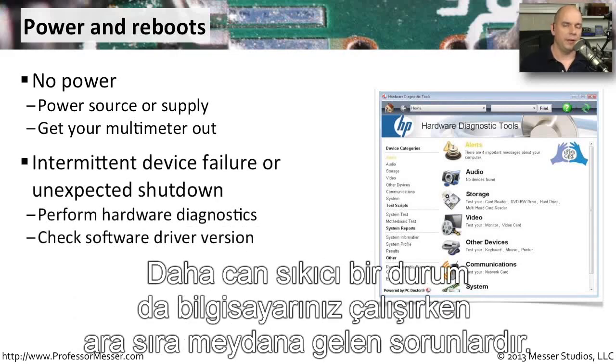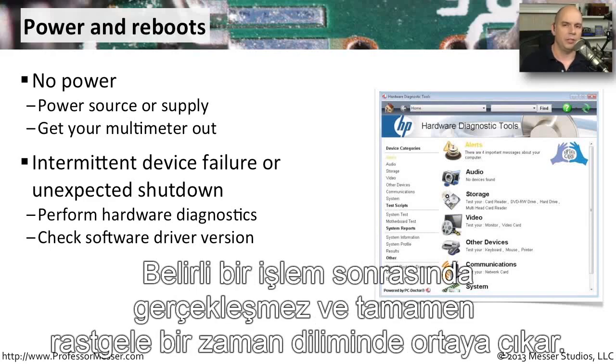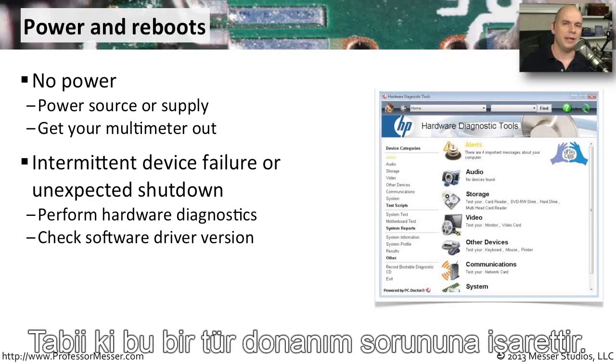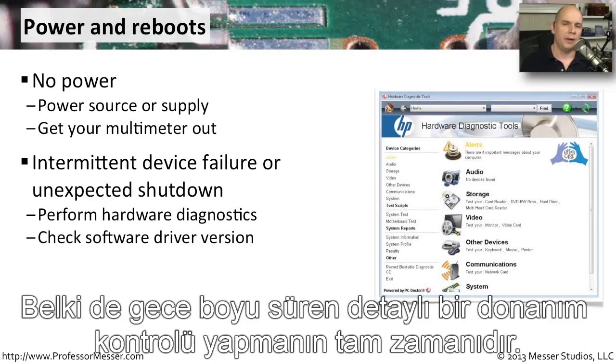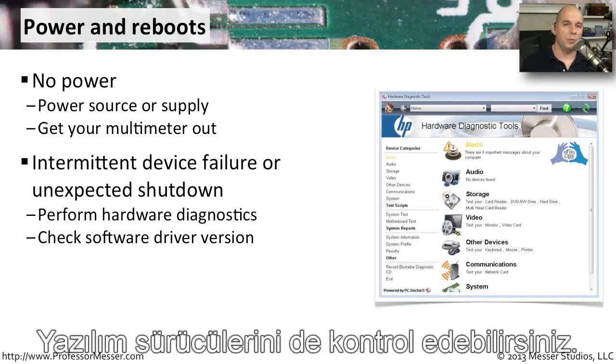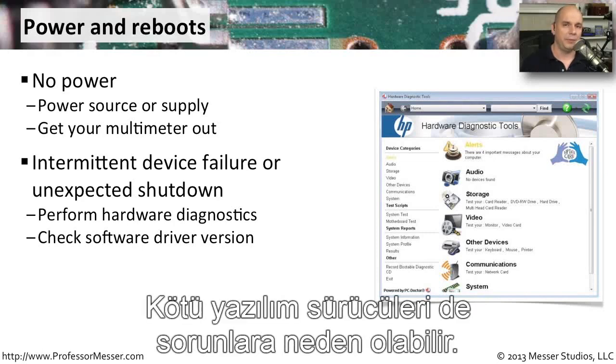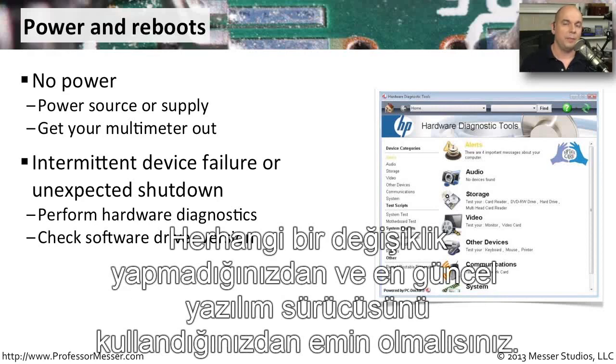A more frustrating kind of problem is when your system's running fine and then intermittently you have a problem. It's not when you perform a particular function, it's seemingly random whenever it occurs. That certainly points to some type of hardware issue, so perhaps this would be a good time to perform an overnight or more comprehensive hardware check. You also might want to check software drivers. A badly written software driver can cause problems as well, so make sure that there haven't been any changes or make sure that you're running the latest version of your software drivers.